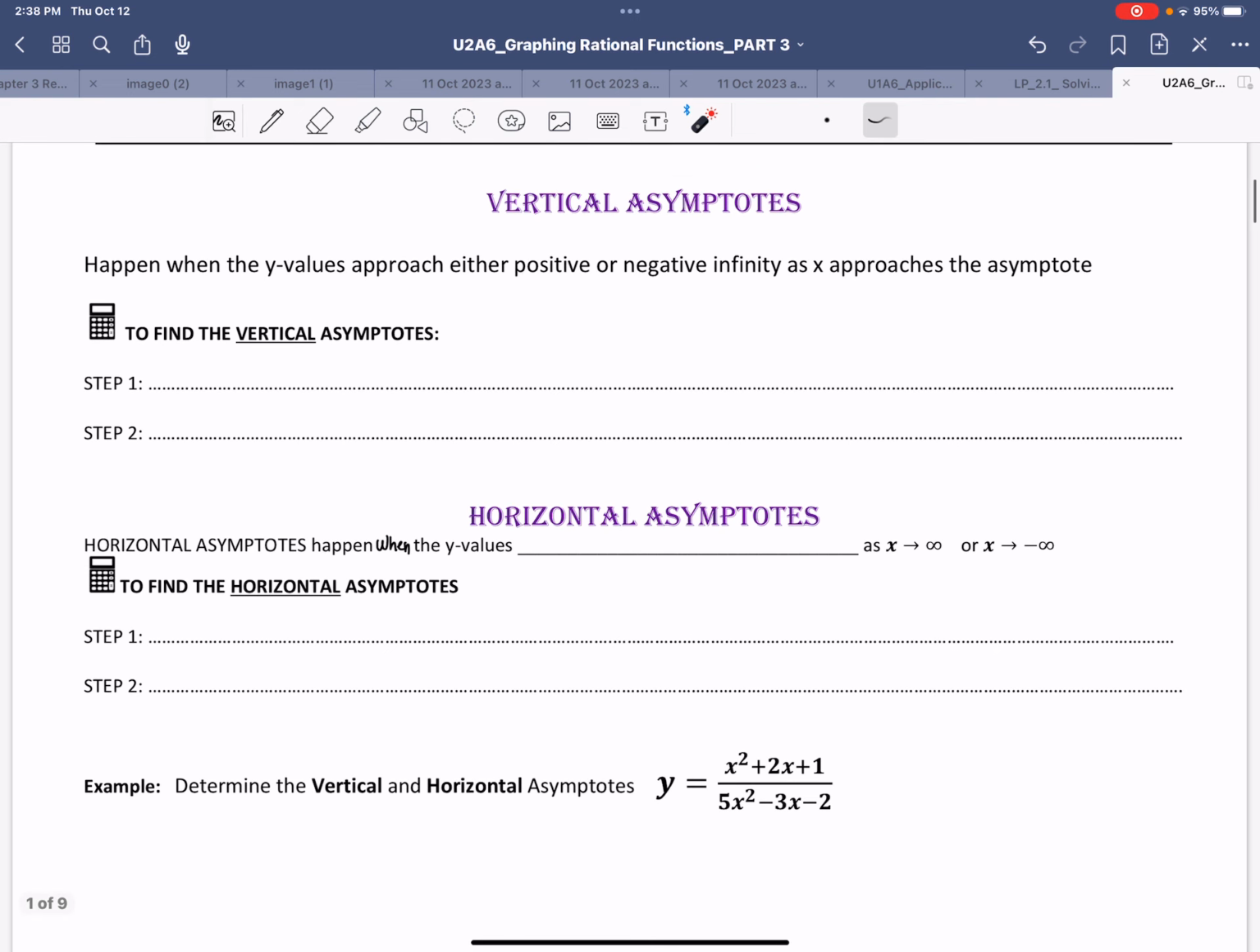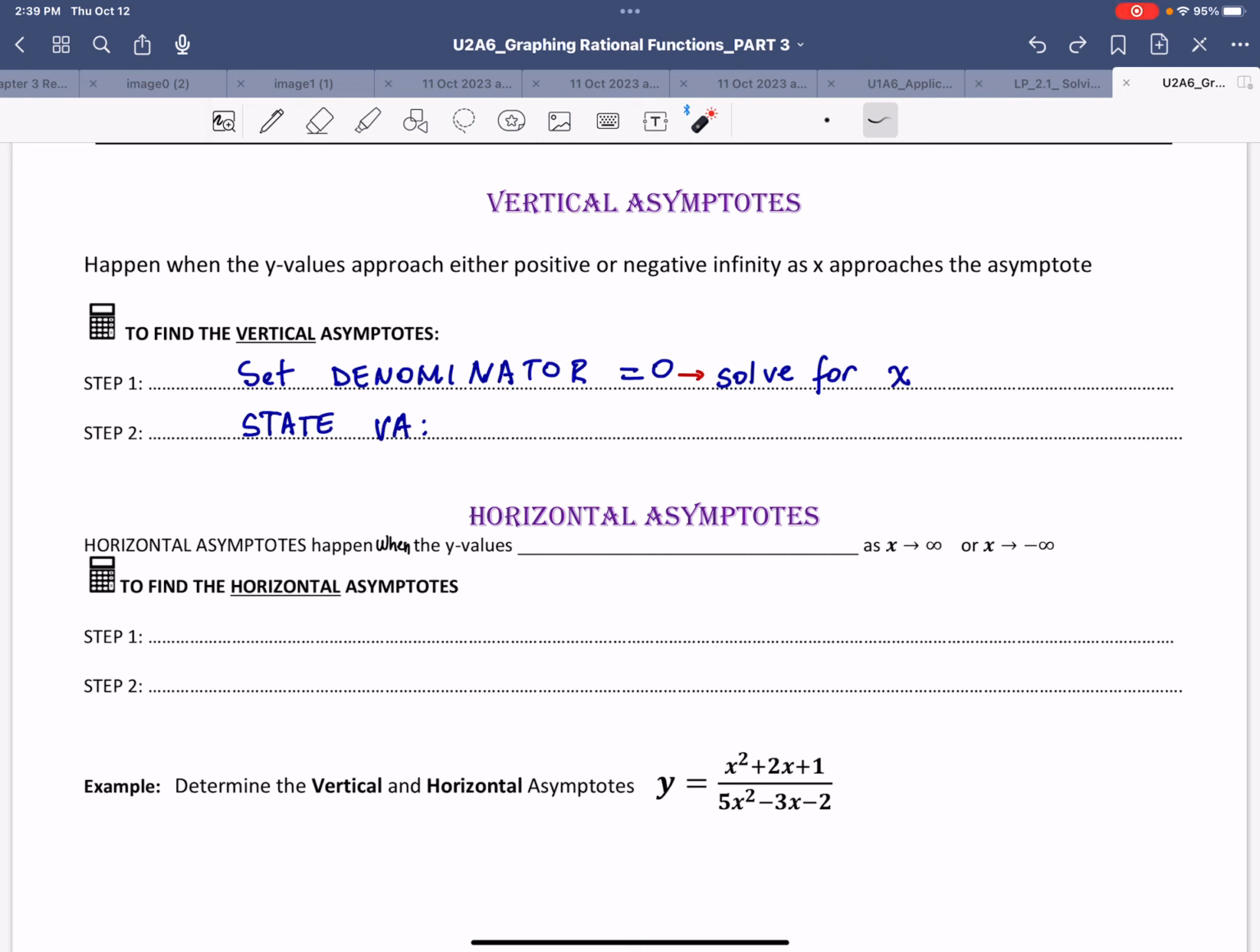So far, we have looked into rational functions that have vertical and horizontal asymptotes. And to find the vertical asymptotes, we follow two very simple steps. Step number one, we set the denominator equal to 0 and we solve for x. So that will give us the restrictions on the domain of the function. And based on these restrictions, we state the vertical asymptotes.